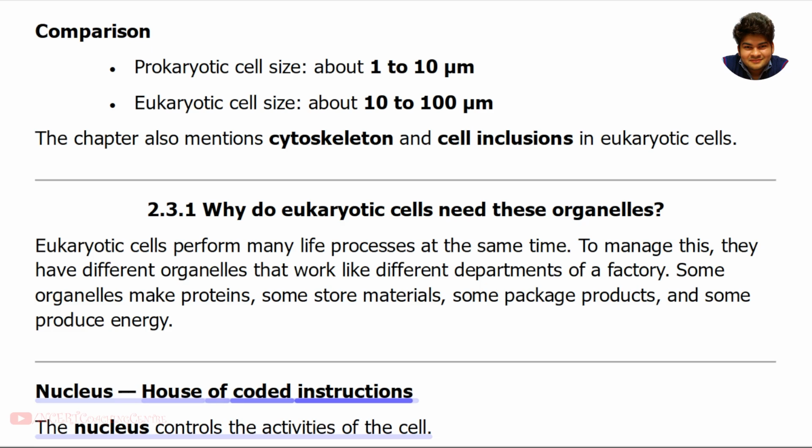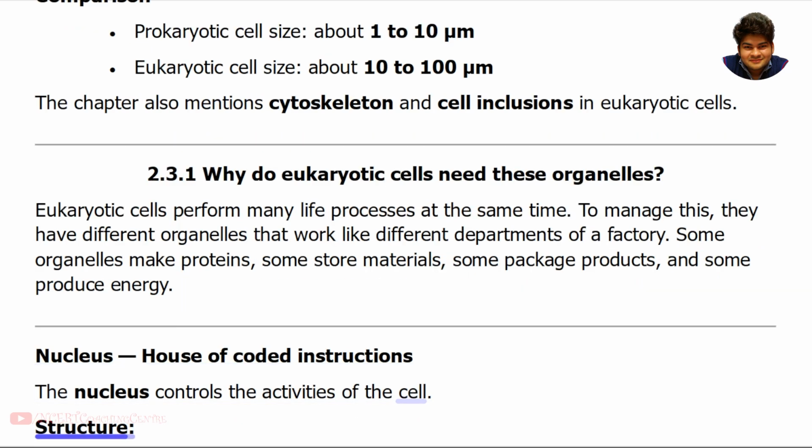Nucleus, house of coded instructions. The nucleus controls the activities of the cell. Structure.